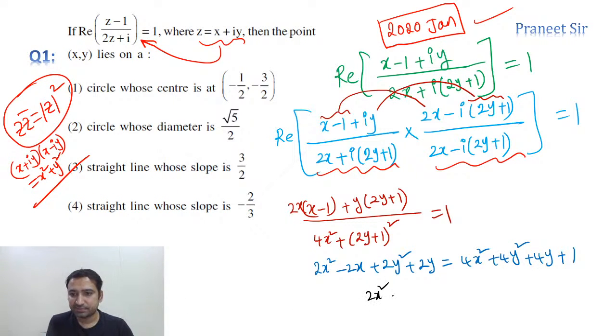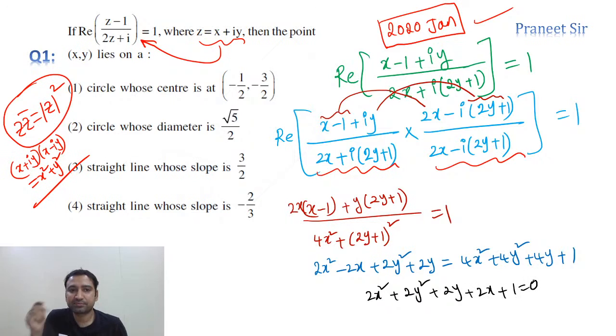2x square plus 2y square, if you take all the terms to the right hand side, plus 2y plus 2x plus 1 is equal to 0. Clear? This is a circle equation, guys. This is a circle. So can I convert this circle into standard form? How can we convert this circle into standard form? If you divide by 2. Why? Because the standard circle equation will have the coefficient of x square and the coefficient of y square as 1. So what is the answer?